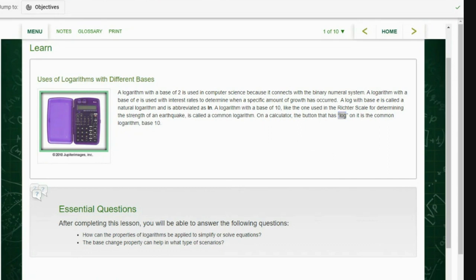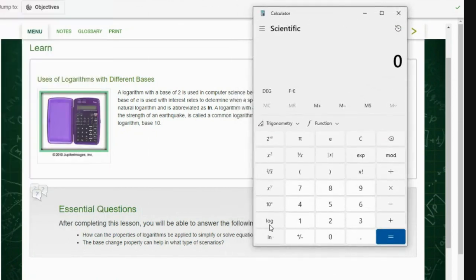And we can see that on our calculator, even on the computer here. We have this log button, but it doesn't have a base. That means this is a base 10 button right there. So if we said 100, what is the log of 100? It's 2, because 10 squared is 100. So it says log 100.